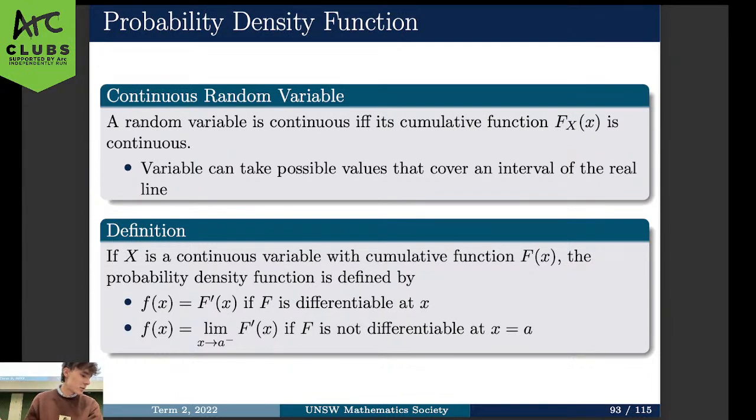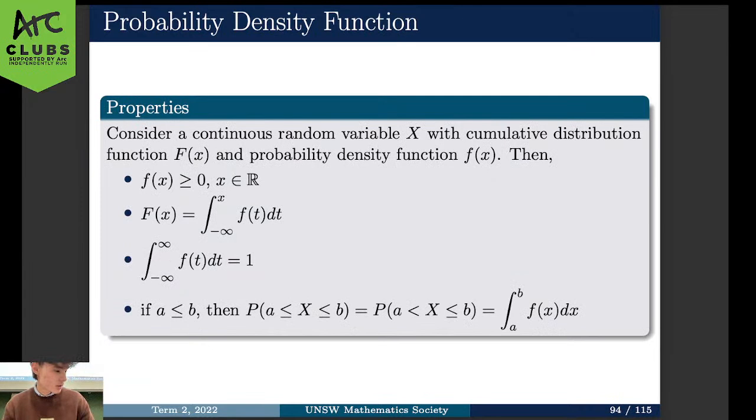So if X is a continuous random variable with a cumulative distribution function capital F, then the probability density function is defined by lowercase f, the derivative of capital F. So now, the probability density function. This is the property of the probability density function, which models our continuous variables.